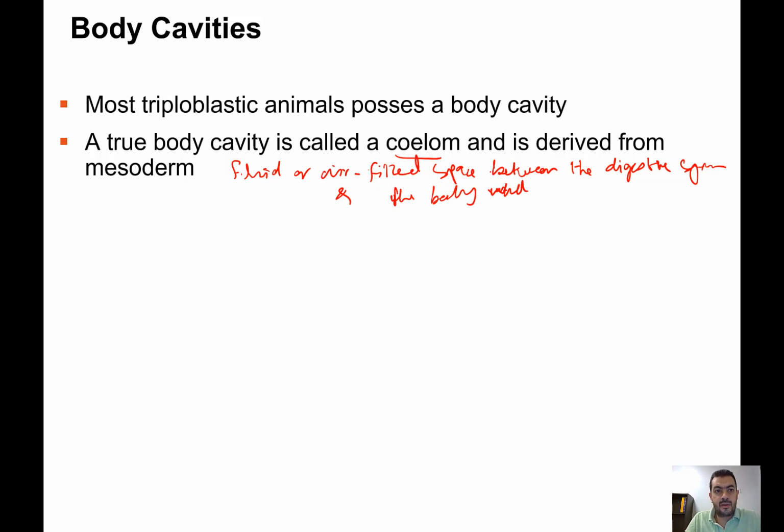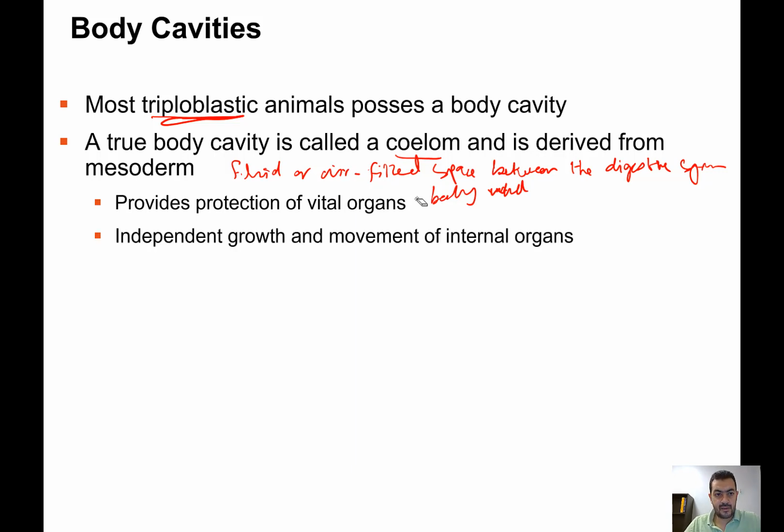and we humans belong to these triploblastic animals, and we have such cavities. So we have, for example, the thoracic cavity, we have the spinal cavity. So we are among the triploblastic animals that have a coelom. The importance of having these cavities is that they provide protection of the vital organs. As I have mentioned, the vital organs are protected with these cavities. And the second function of having this cavity is to allow for independent growth and movement of internal organs.